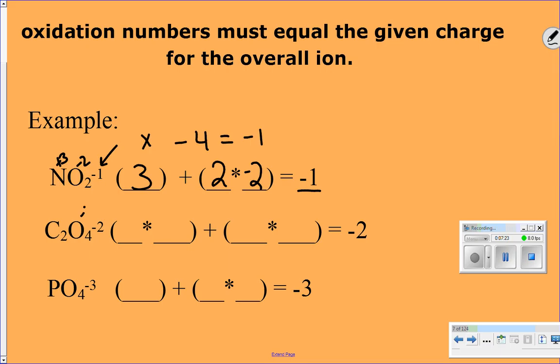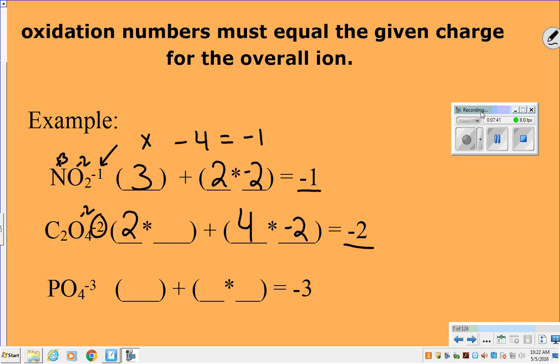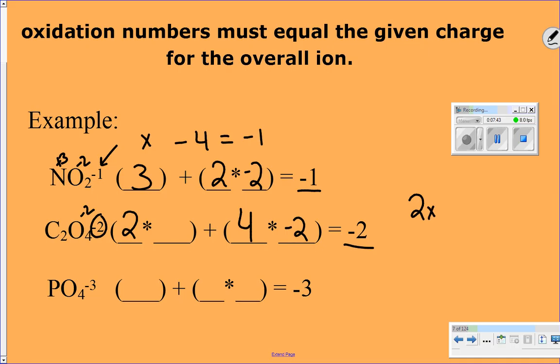We can do this again with this ion right here. So we have 4 times -2 represented by our oxygen. This -2 right here means our total charge. This whole thing has to add up to -2. We got 2 carbons in this case, so if I set up an equation for this, this would be 2x, because I don't know what each carbon's charge is, plus 4 times -2, which is really -8, equals -2. And if I solve this, I'll get +3 for carbon. So that whole thing adds up to that charge of -2.